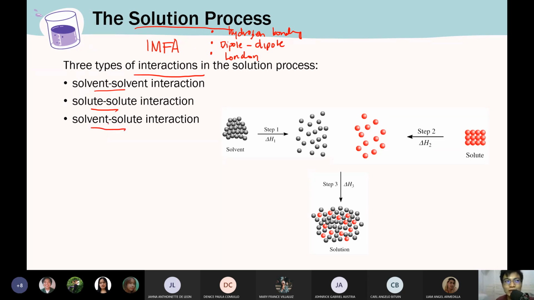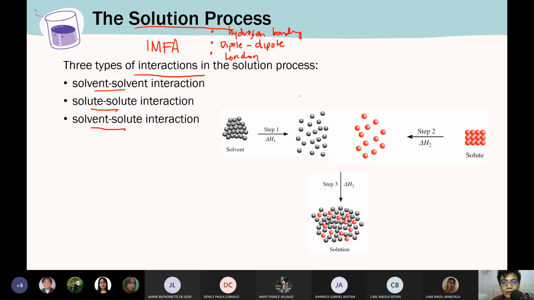But basically, the point lang here is that you should know what IMFA can your solvent and your solute perform. Ano ba kaya gawin ni solvent? Kaya niya ba hydrogen bonding? Kaya niya ba dipole-dipole? Or London lang siya? Same with the solute. What can you give us? Diba? Dipole ka ba? Hydrogen bond ka ba? London ka ba? Or ionic ka ba? Okay? And then if they are compatible in terms of the IMFA, then a solution will be made.